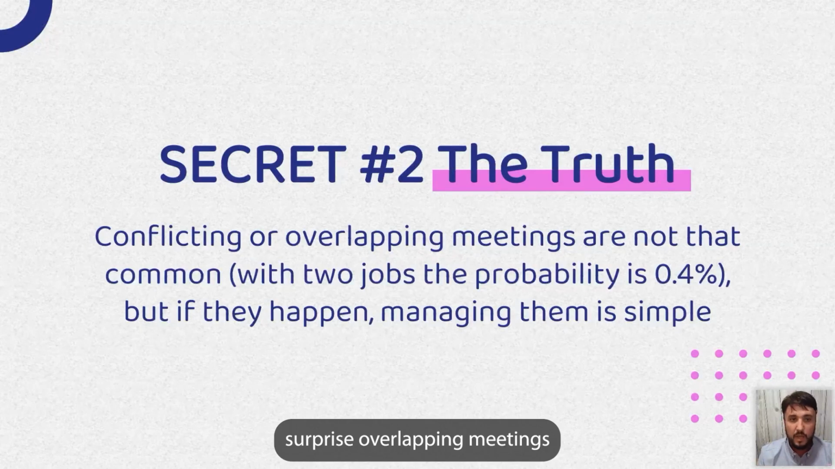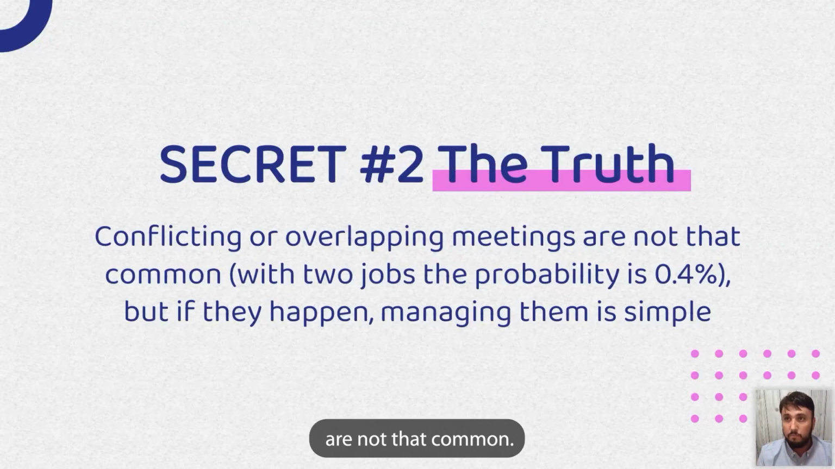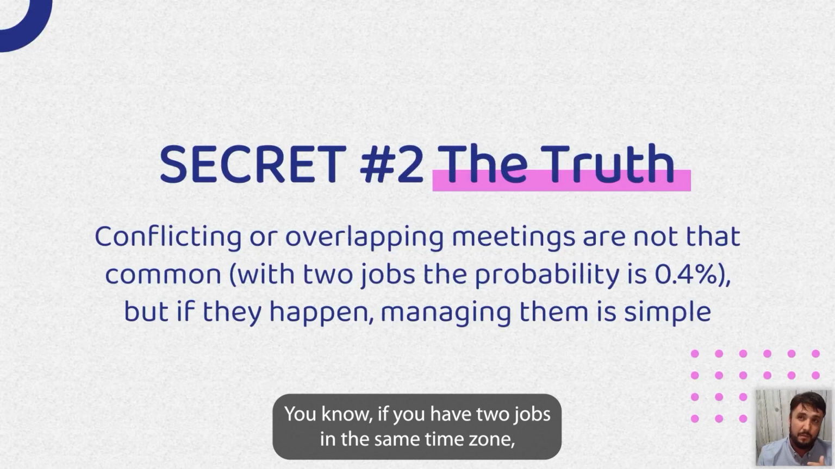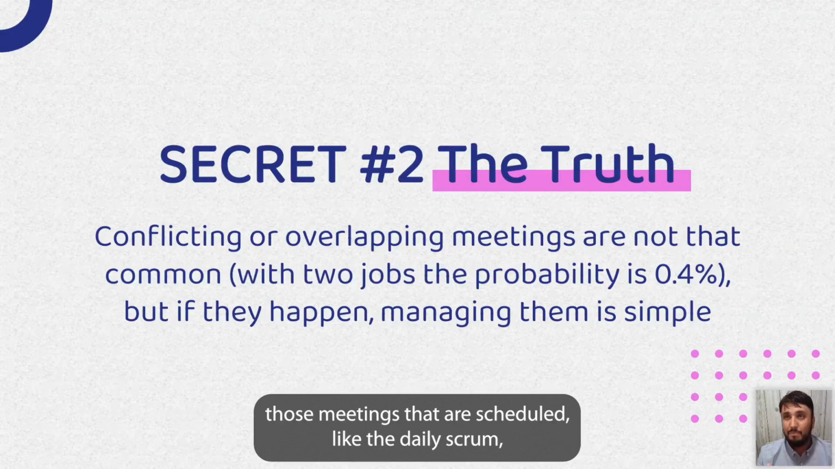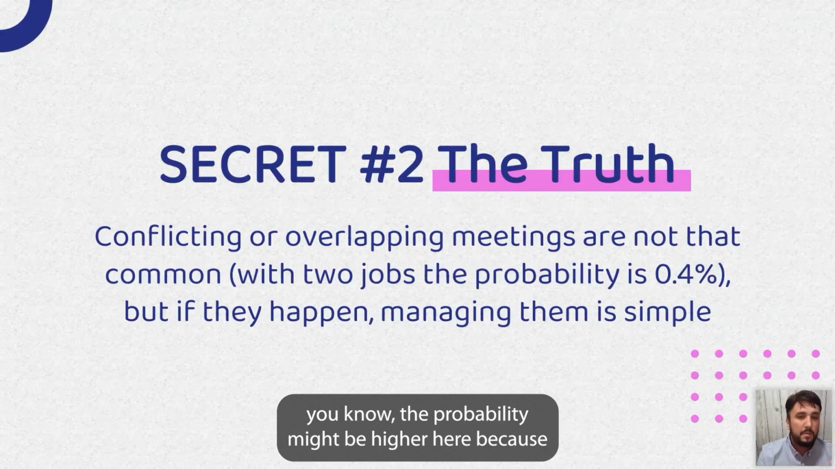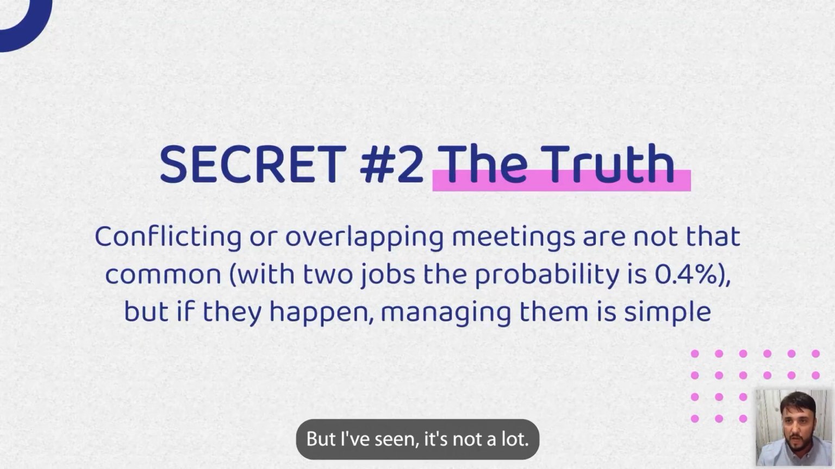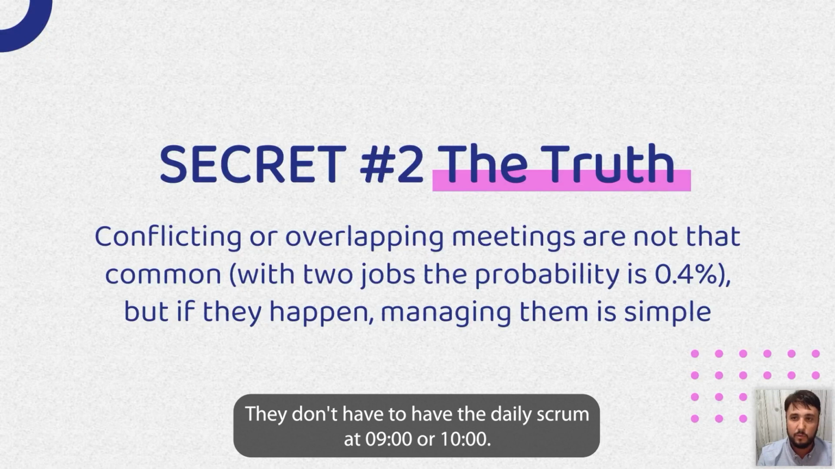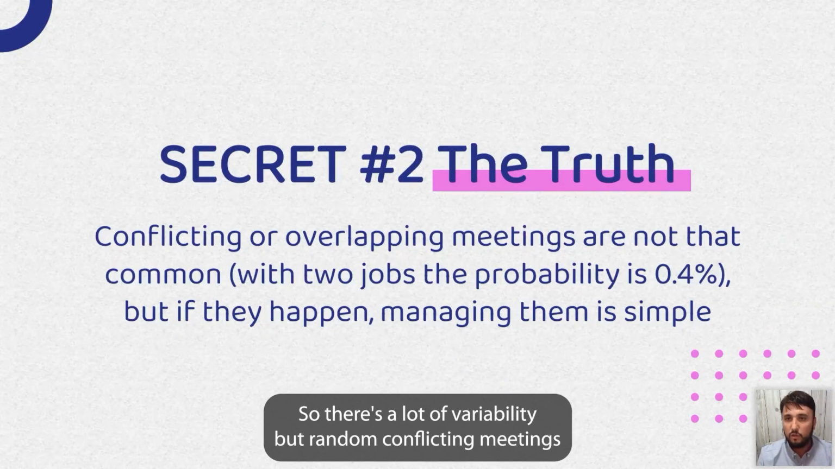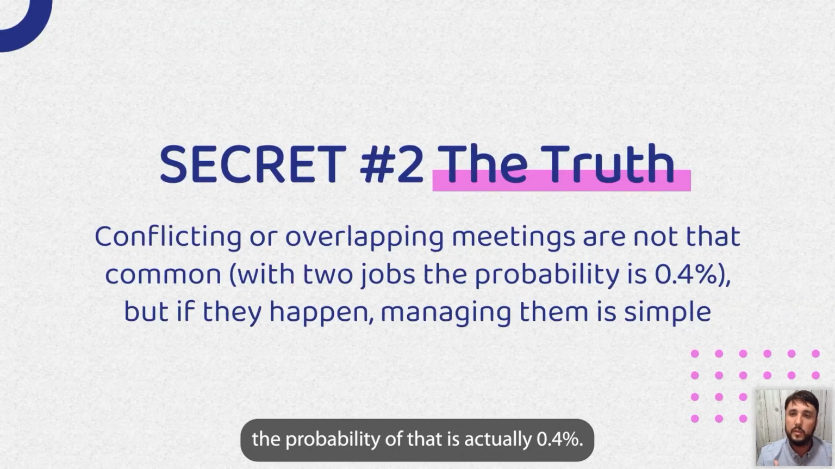Surprise overlapping meetings are not that common. If you have two jobs in the same time zone, those meetings that are scheduled, like the daily scrum, the probability might be higher here, because usually business will do that meeting at the same times, like 9. But I've seen, it's not a law, right? They don't have to have the daily scrum at 9 or at 10, right? So there's a lot of variability, but random conflicting meetings, the probability of that is actually 0.4%.